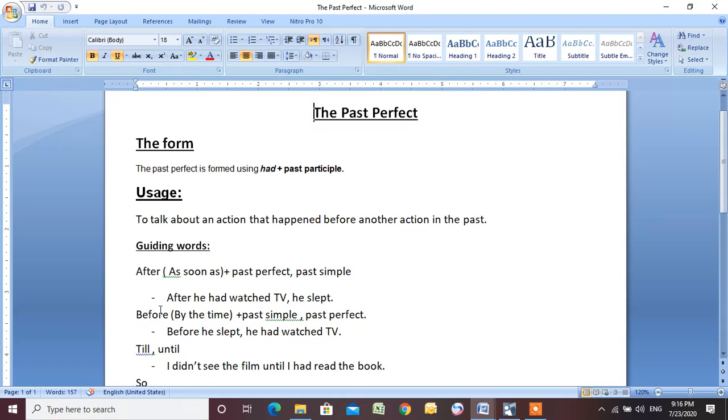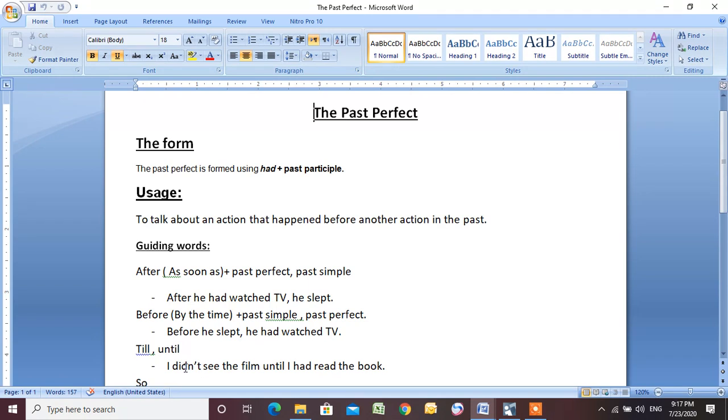What about before or by the time? After before or by the time, I put the opposite, past simple. And in the other sentence, I put past perfect. So before he slept, he had watched TV. Still, he watched TV first, so I put it in the past perfect, and then I put the other action in the past simple. So before he slept, he had watched TV.